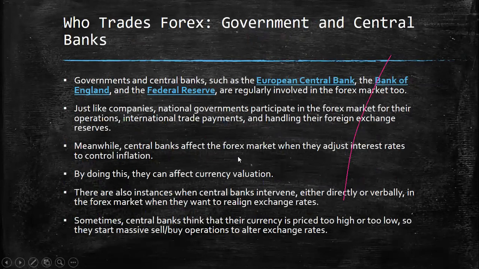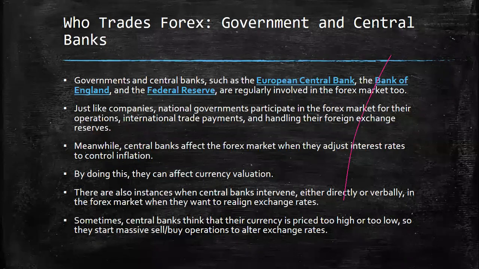You've got your governments and your central banks now, such as the European Central Bank, the Bank of England, and our own Federal Reserve, which are regularly involved in the Forex market as well. Just like the companies I mentioned before, national governments participate in the Forex market for their operations, international trade payments, and handling of their foreign exchange reserves. Meanwhile, the central banks affect the Forex market when they adjust interest rates and control inflation. By doing this, they can affect the currency valuation.